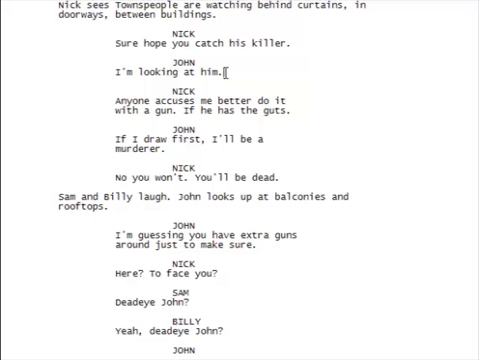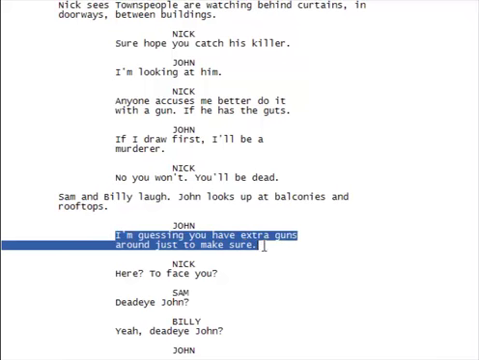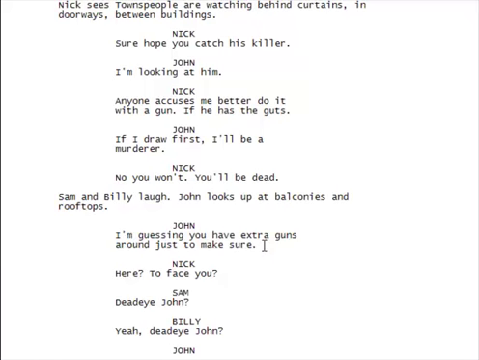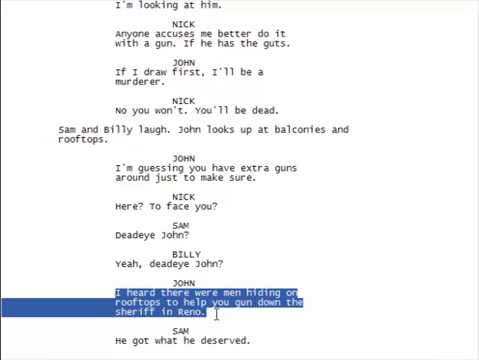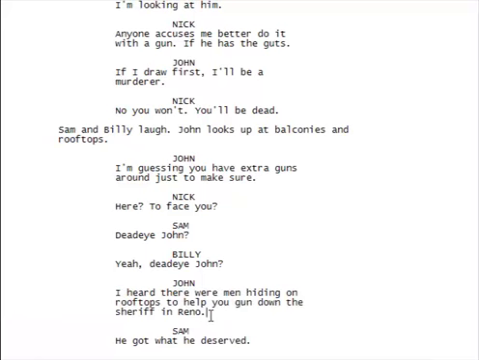John: "I'm guessing you have extra guns around to make sure." And so here he's saying that there are people who, in fact, down here a little further, he says it too. "I heard there were men hiding on the rooftops to help you gun down the sheriff in Reno." So in both those cases, we're seeing his distrustfulness trait. He also is beginning to draw out the worst in Nick. So that's kind of an important part here.